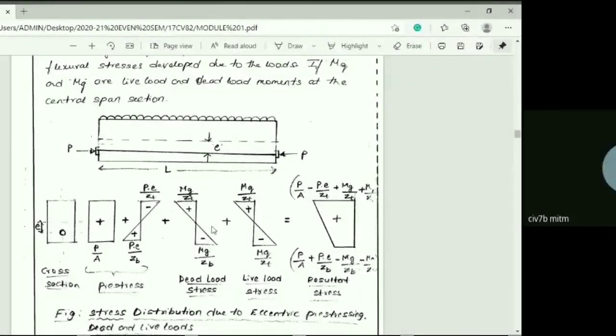Once the same beam is subjected to the external loads, you have read from your basic RCC class that when the beam is subjected to the external load, the tensile stresses will occur at the bottom, and compressive stresses will occur at the top. Am I right? Yes, sir. So hence, negative will come when the dead load comes into the picture at the bottom.